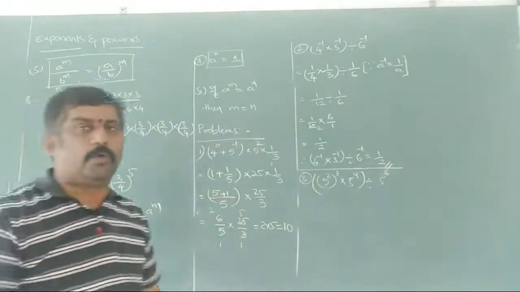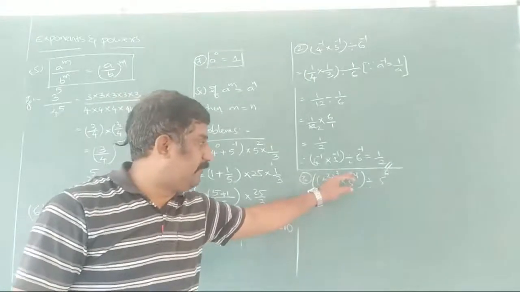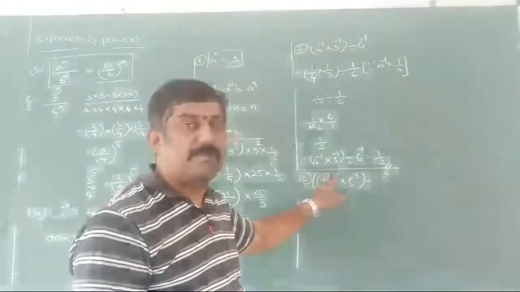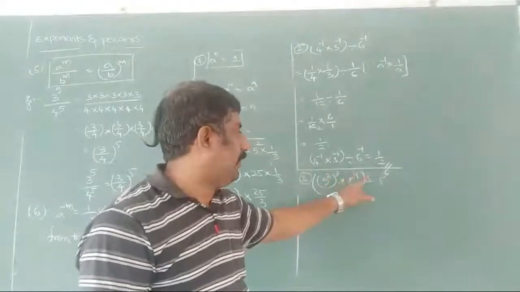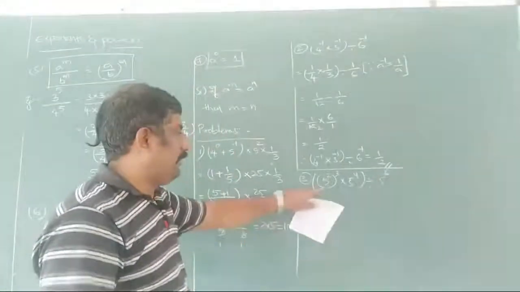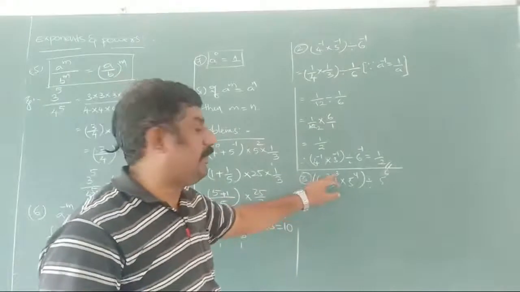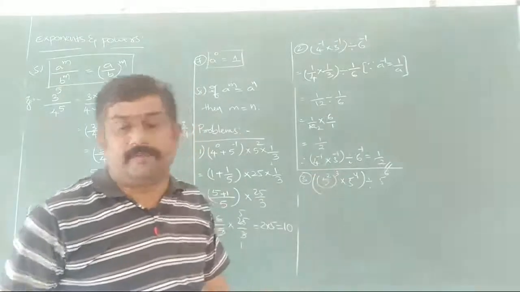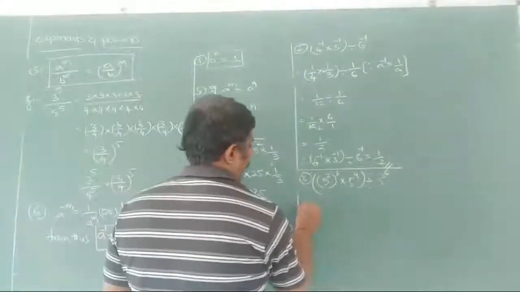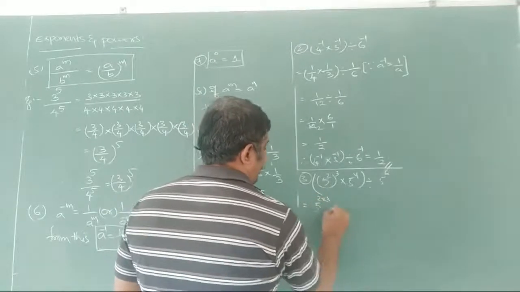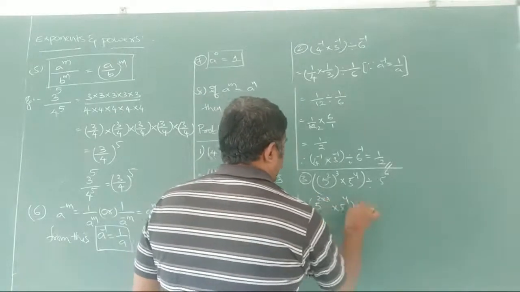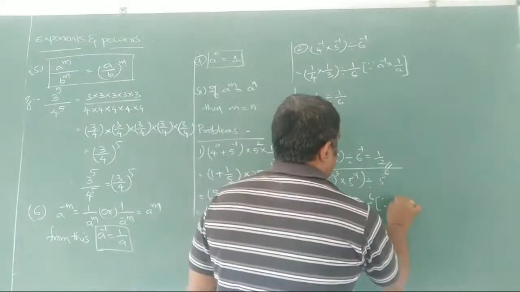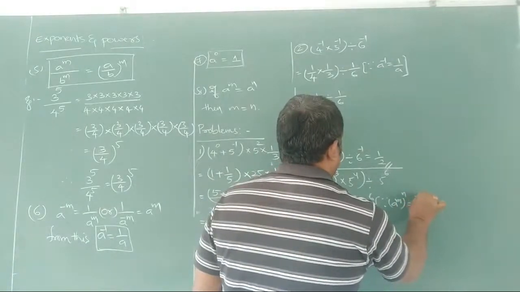5 to the power of 2 whole to the power of 3 into 5 to the power of 4 divided by 5 to the power of 6. So in which form do we have this? A to the power of m whole to the power of n form we have here. So what is a to the power of m whole to the power of n? It gives 5 to the power of 2 into 3, into 5 to the power of 4 divided by 5 to the power of 6. Which formula are we using here? Since a to the power of m whole to the power of n is nothing but a to the power of m into n.